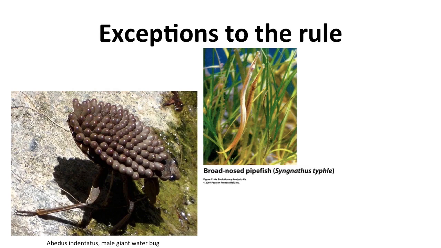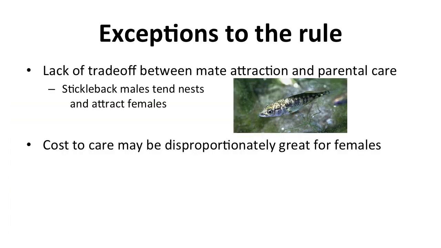Now, you may wonder, why are there these exceptions to the rules? Well, there are a couple of hypotheses for this. One is that there is actually a lack of trade-off between mate attraction and parental care. There's some indication that that is true. So, for example, with the water bugs, there's some indication that females are disproportionately attracted to males that have these eggs on their back. So there's actually a mating advantage to taking care of the kids. So that's definitely a plus.